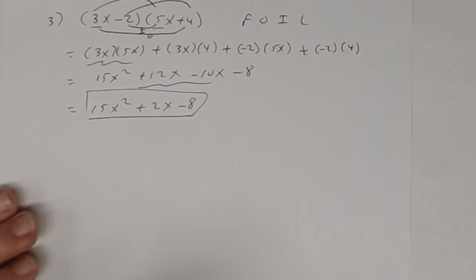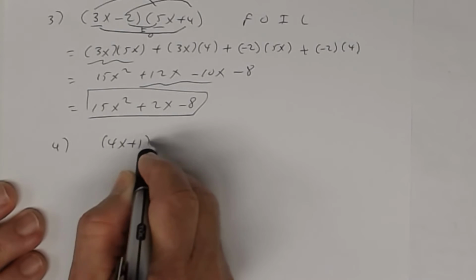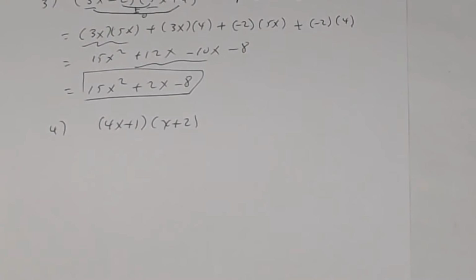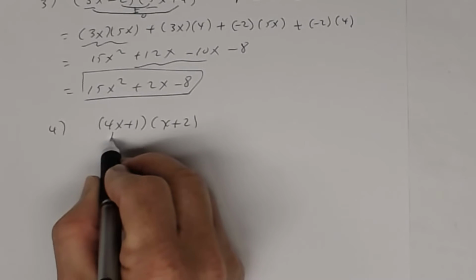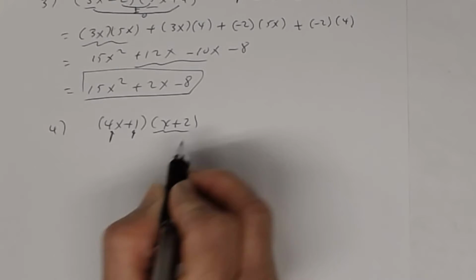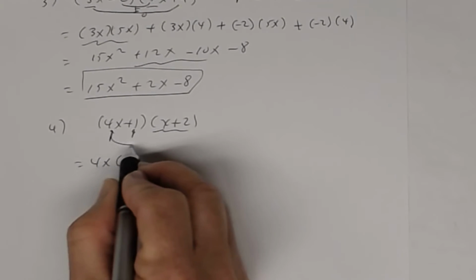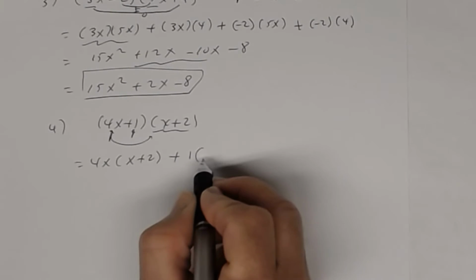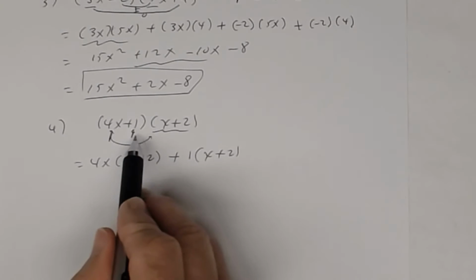Okay, so let's look at number 4. Number 4, we have 4x plus 1 times x plus 2. So again, I'm multiplying two binomials. So let's look at that first approach. So the first approach is to take each of those terms and multiply by the second polynomial. So I have 4x times that second polynomial plus 1 times that second polynomial. See that? So 4x and then that 1.